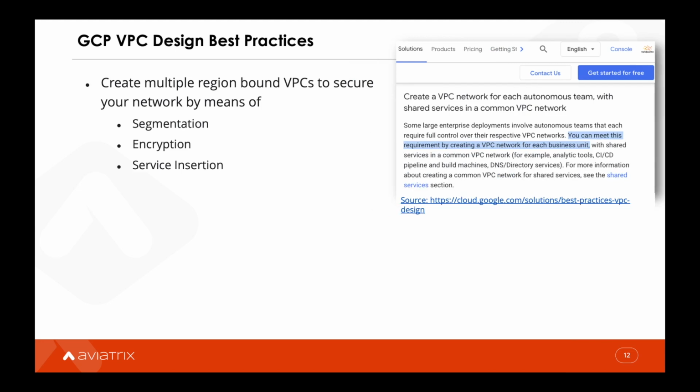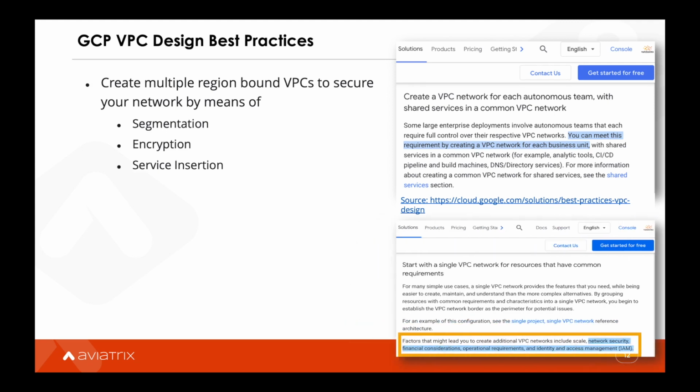For that, if you look on the right-hand side, this is not just what we are saying, but this is also what is recommended by Google: if you need to create networks for different teams with shared services in a common VPC network, you can meet this requirement by creating a VPC network for each business unit. And then down below, you can also see that when you are about to create a VPC for a different team or for different network resources, you should consider creating more VPCs for your workloads.